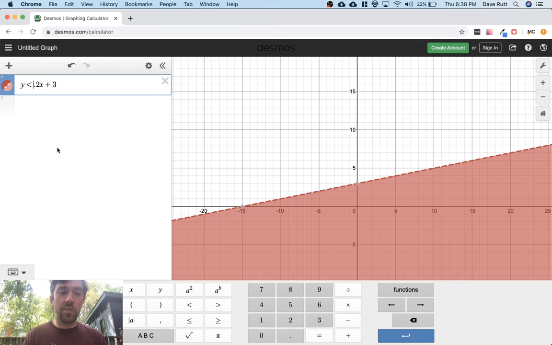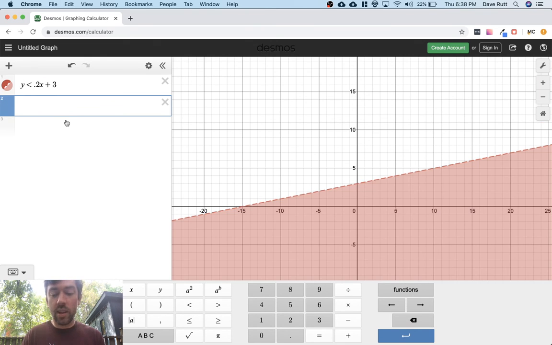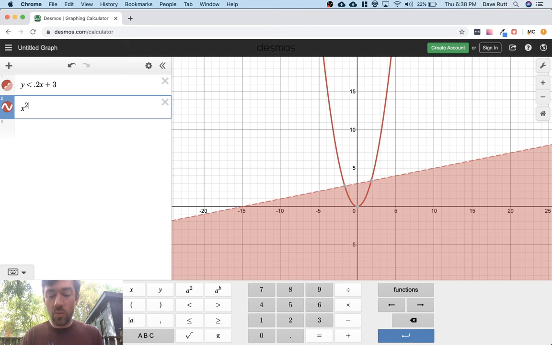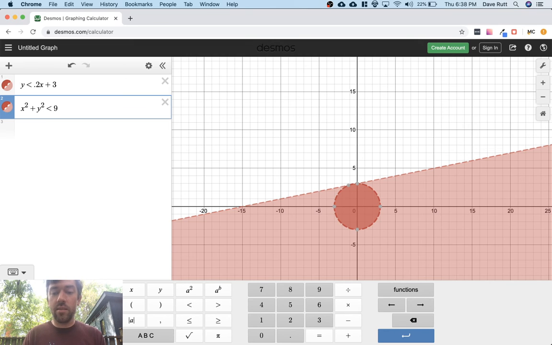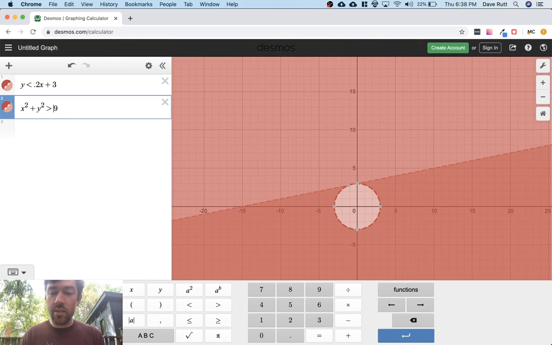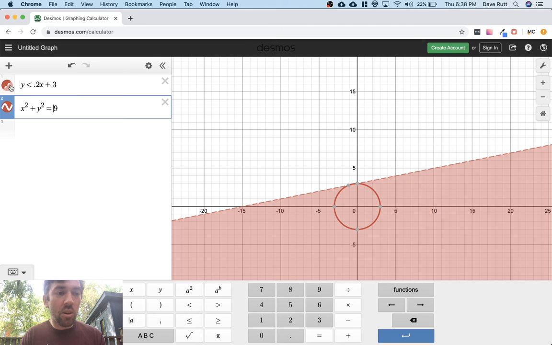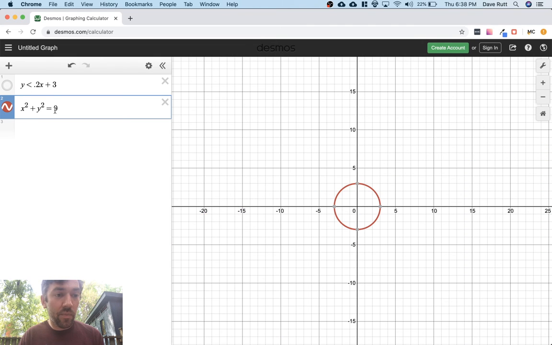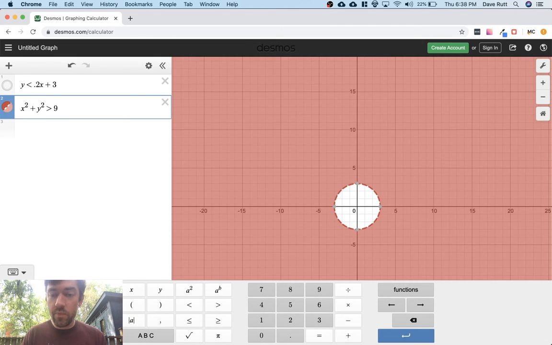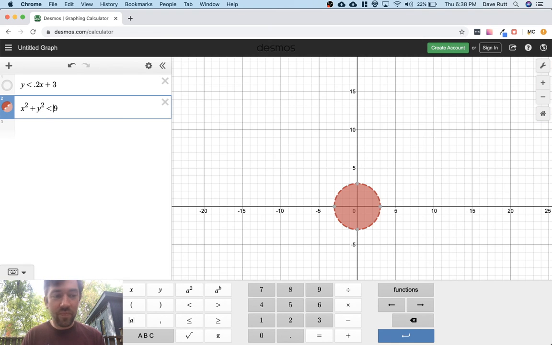Let's see how this works for the other shapes as well. So once again, a circle, let's say x squared plus y squared equals 9. And I change that to less than. So now it's a shaded in circle. If I change this to a greater than, well, it's kind of weird actually when I have the line. Let me turn off the line by clicking on the left. I'm going to change this to a greater than. So now it's shading everything except the circle, which is pretty cool.